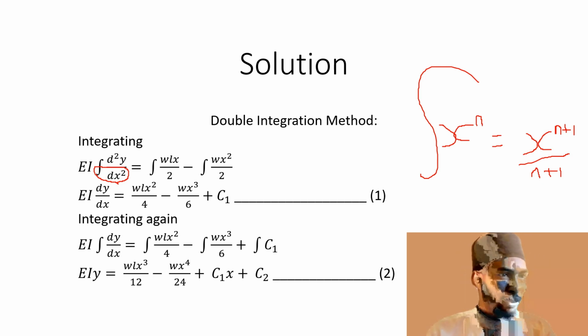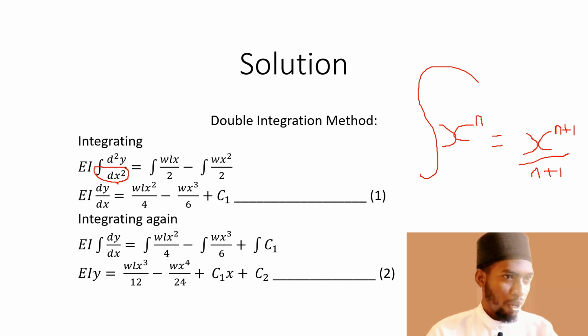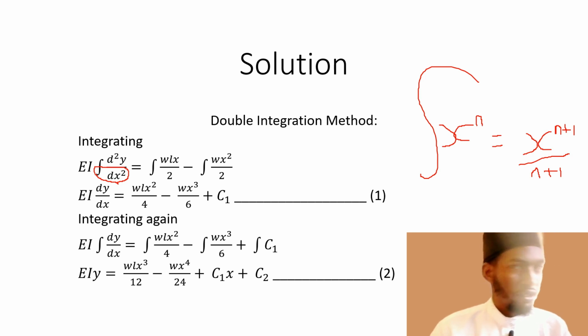Okay, so we have WLX over 2 minus the integral of WX square over 2. So after integrating this, WL is constant. Integrating x power 1, I have x power 2. That's 1 plus 1 will give me 2. And I have 2 here already, which is constant. So 2 times 2, I have 4. Okay. Then the next one, WX square over 2. W and 2 are constant. X square, after adding 1, I have x power 3. Then this 3 times the original 2 here, I have 6. Then plus constant of integration C1.